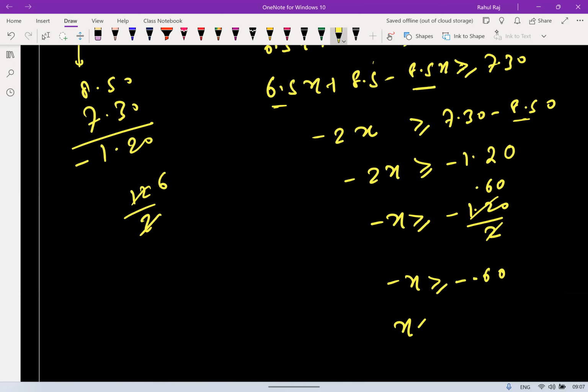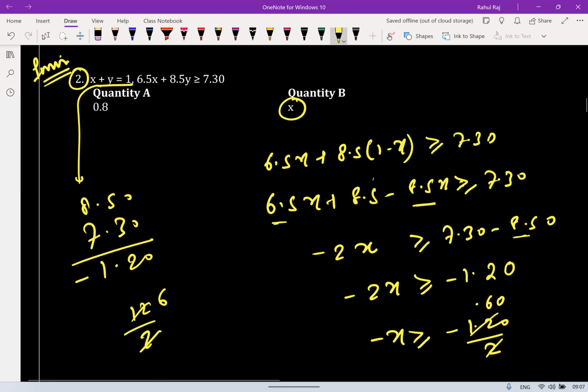So quantity 1 is what? X is 0.8. So A is greater, so the answer for this should be A. Oh God, I did the whole thing correctly. I just did 7.3 minus 8.5 wrong.